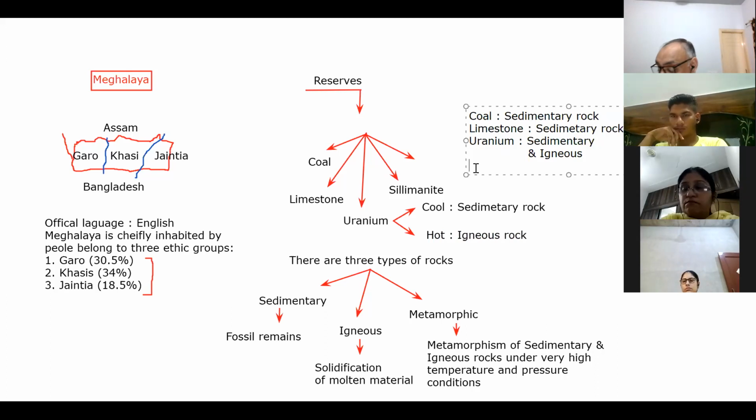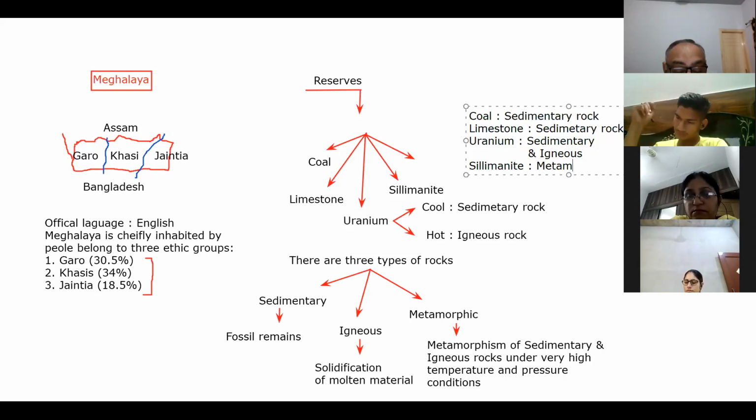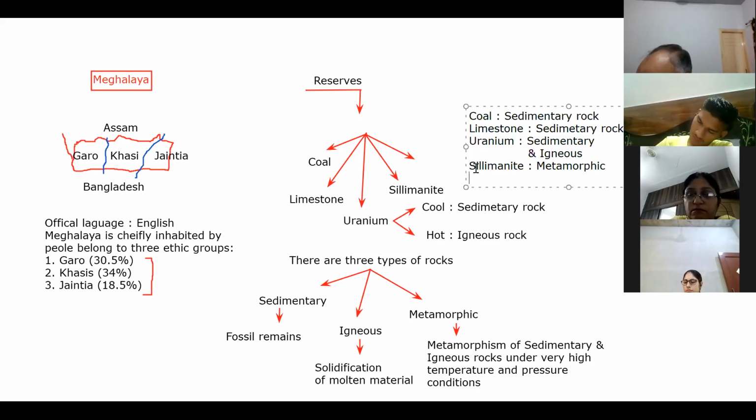And then next to uranium, we have mentioned here sillimanite. As far as sillimanite is concerned, it is a metamorphic rock जो metamorphism में बनती है. And as far as quartz is concerned, quartz is found in all three types of rocks. ये तीनों में मिलता है.